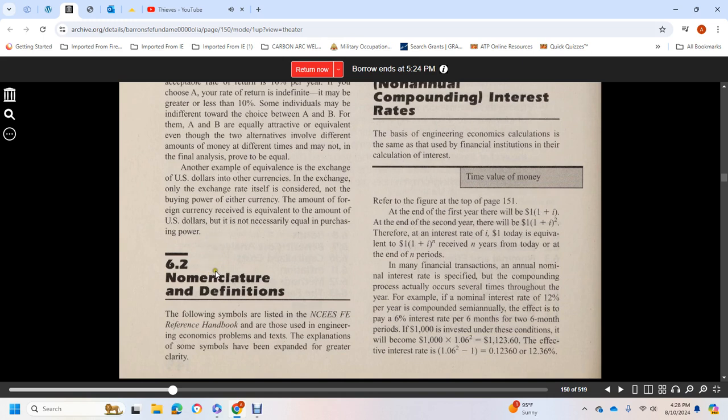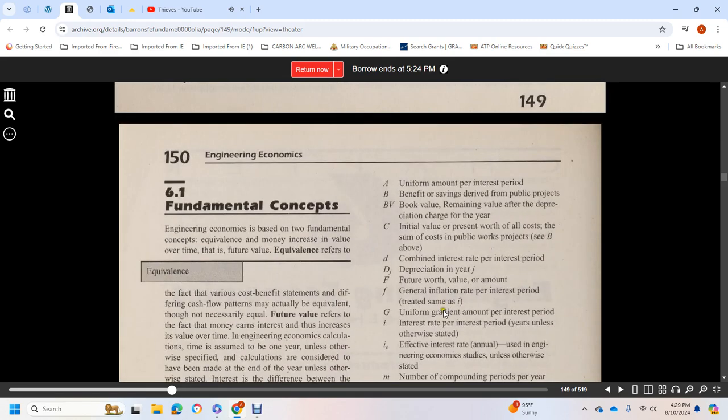6.2 Nomenclature and definitions. The following symbols are those used in the National Council of Examiners for Engineering and Surveying Fundamentals of Engineering Reference Handbook, and those for the engineering economics problem text. Some symbols have been explained with greater clarity. A, uniform amount per interest period. B, benefits, savings derived from the public project. BV, book value, the remaining value after the depreciation charge for each year. C, initial cost or present worth of all costs, the sum of the costs of the public work project.